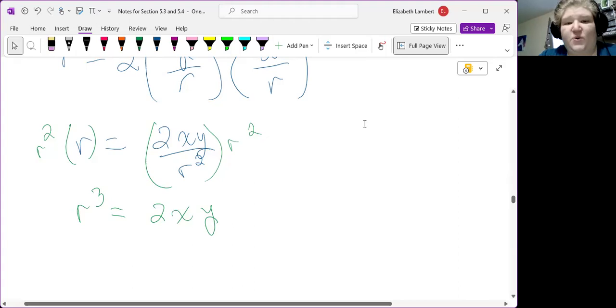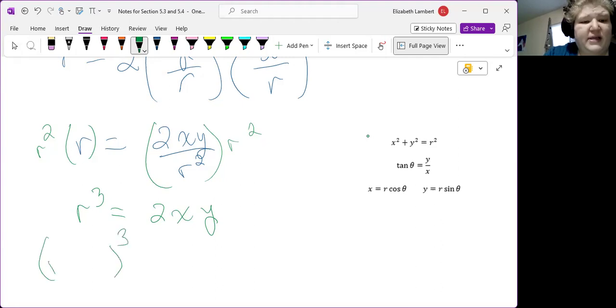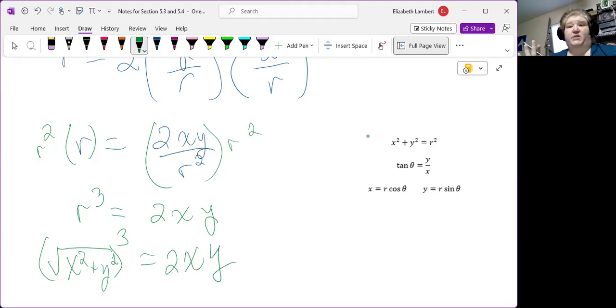We're going to take our Pythagorean equation and square root both sides. So r is the same as the square root of x squared plus y squared, but because it was r cubed, we have that square root cubed equals 2xy. So that is horribly ugly, but there are no more r's and there are no more thetas, so I have done what I have been asked.